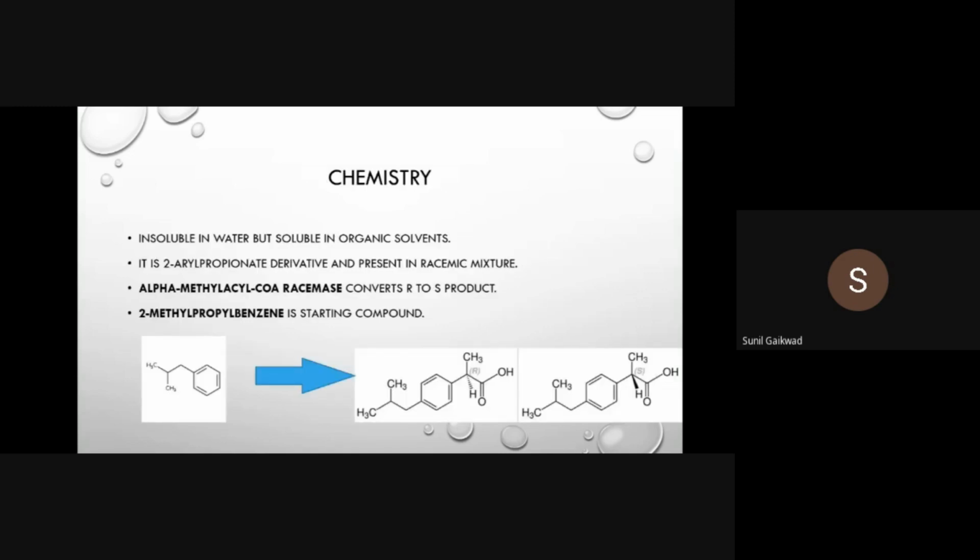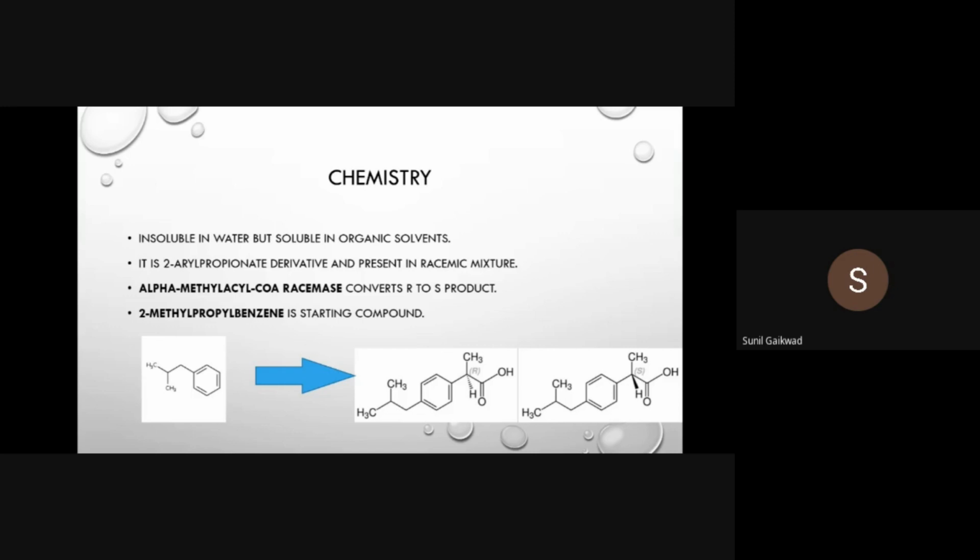Now let's look at the chemistry. It is insoluble in water but soluble in organic solvents, and now how it is derived. You can see the first compound here. It is a 2-aryl propionate, and there are 6 steps involved in this procedure, and the 2-aryl propionate is then converted to ibuprofen, as you can see. Alpha methyl acyl CoA racemase is an enzyme that converts R to S product.